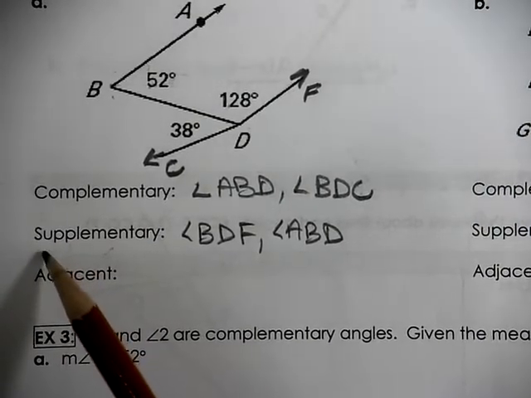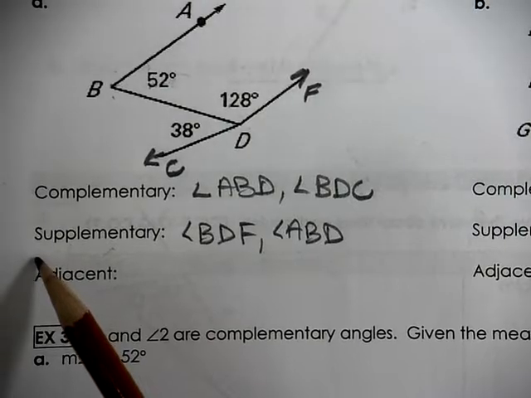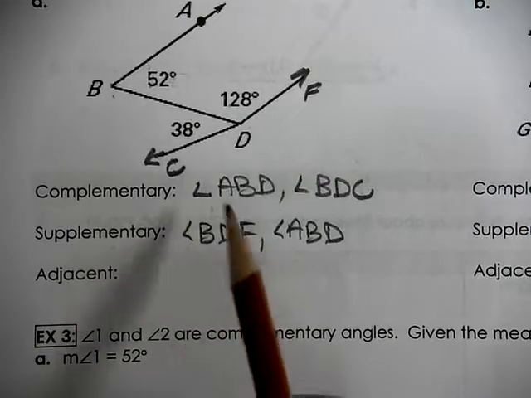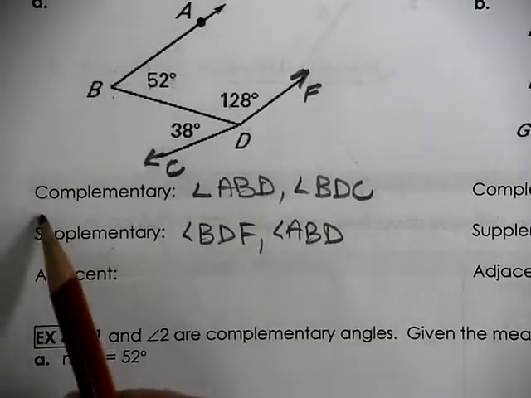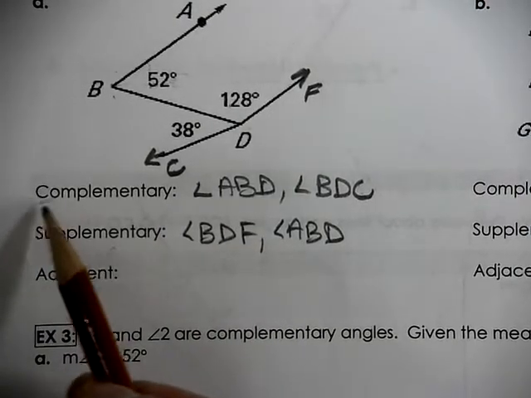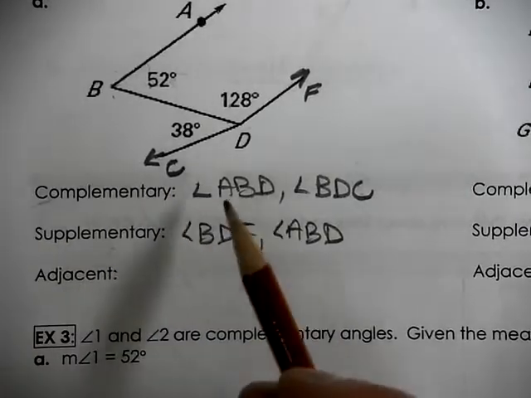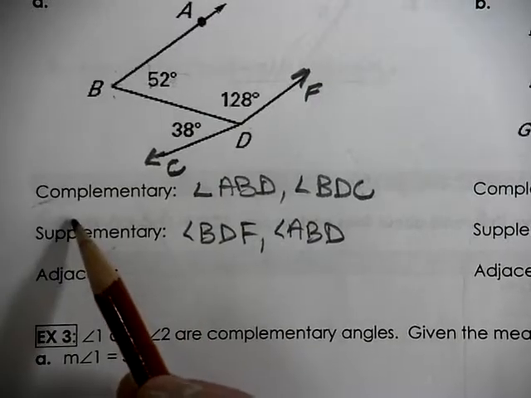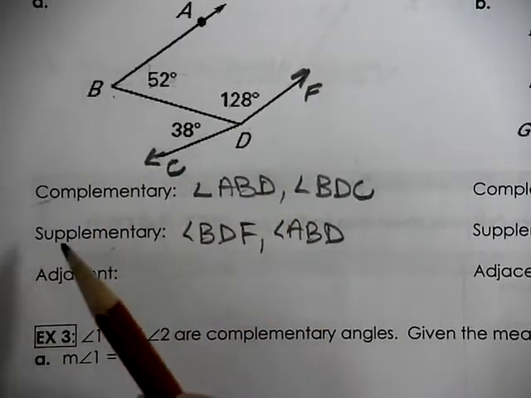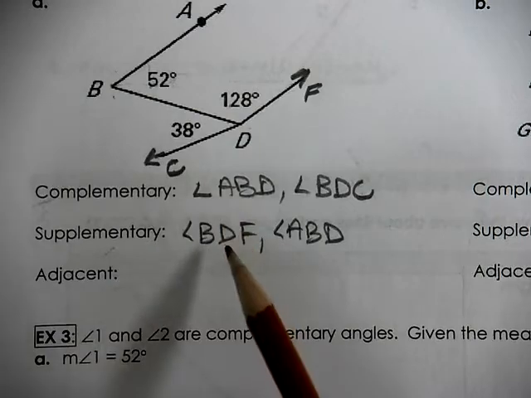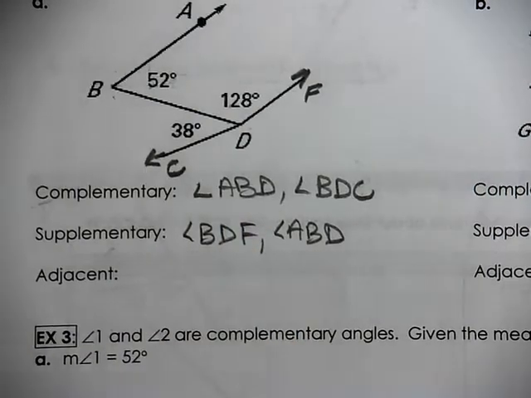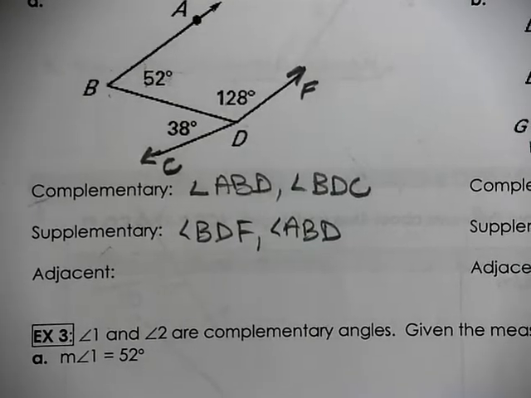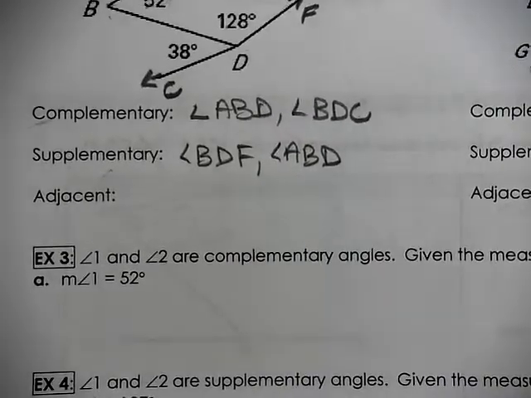Supplementary comes later in the alphabet. The S comes later in the alphabet. The 180 comes later on the number line. So supplementary is 180. Where complementary, the C comes earlier in the alphabet, 90 comes earlier on the number line. So complementary means 90 and supplementary means 180. That might help you keep track of which vocab word is what value.